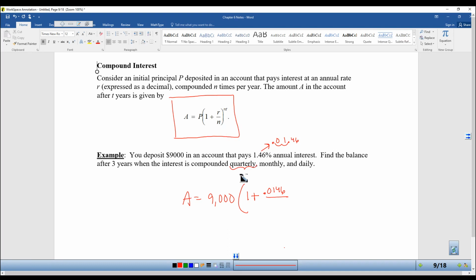So if something happens quarterly, that means it happens 4 times a year. If something happens monthly, that means it happens 12 times per year. And if something happens daily, that means it happens 365 days per year. So we're actually going to do this problem 3 times. First, we're going to do it quarterly. And then up here, we're going to use that 4 again. And it says find the balance after 3 years. That's our t. T is equal to 3.